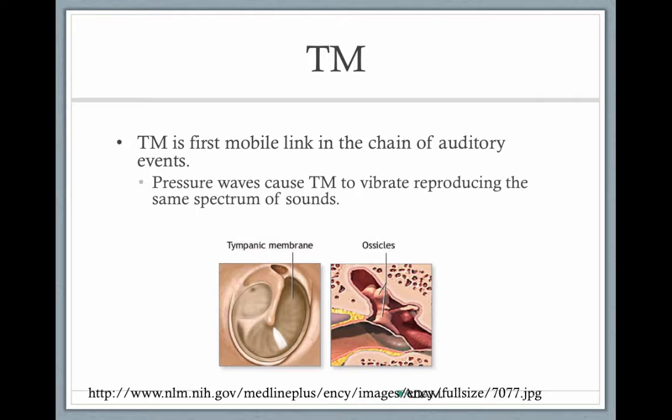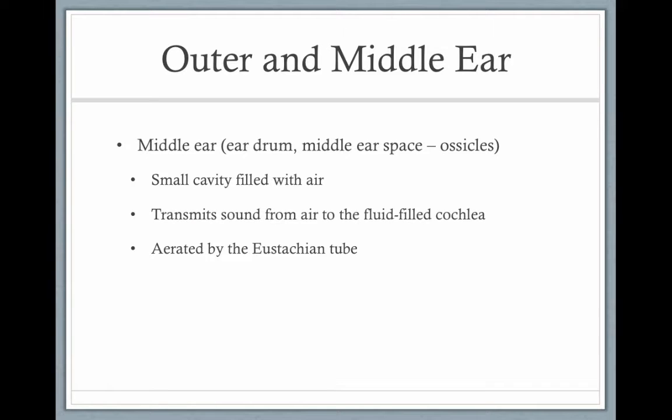The ossicles are in the middle ear space, that air-filled cavity. So the middle ear space is a small cavity supposed to be filled with air. It transmits sound from air to the fluid-filled cochlea, and it's kept aerated by the Eustachian tube. Your middle ear is very important. Without your middle ear, you would be hearing like you were swimming underwater, okay?